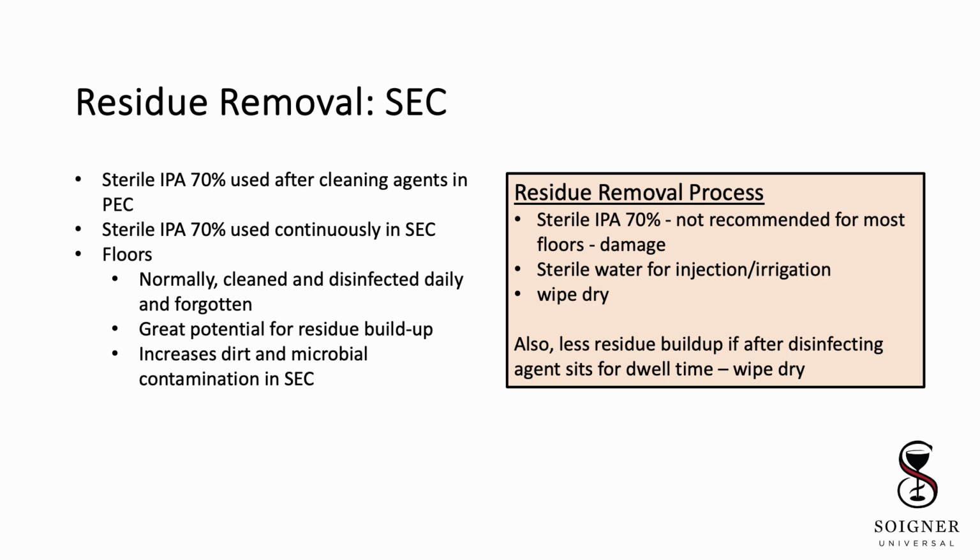As mentioned, sterile IPA 70% is an excellent source for removing residues, but may not be ideal for all types of floors and can lead to damage if overused. Use of IPA 70% on floors should be reserved for more challenging buildup and removal. For surfaces not compatible with IPA, such as floors, the gold standard for residue removal is sterile water for injection or irrigation. Sterile water can be allowed to sit on the floor and help dissolve the residues and then dry wiped. This will be the most effective way for removal of residues.